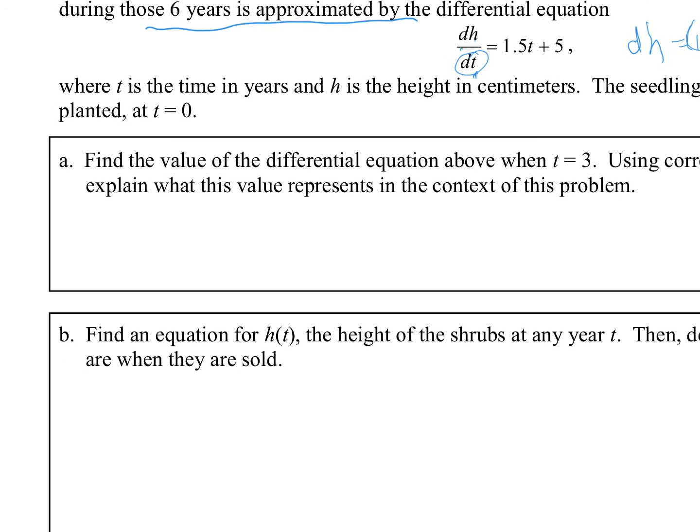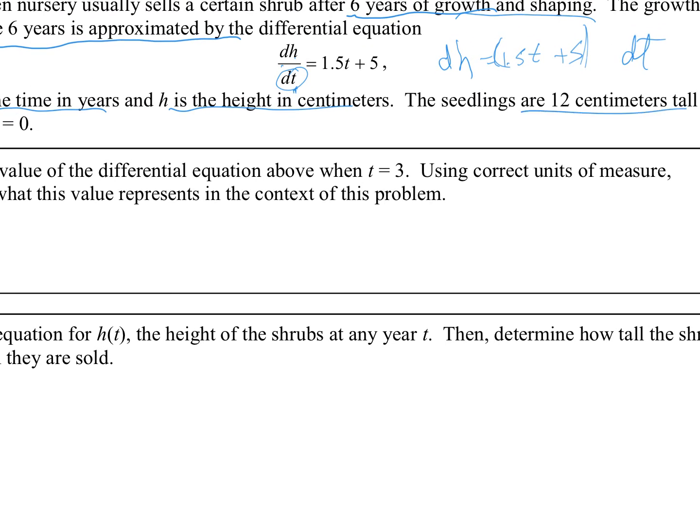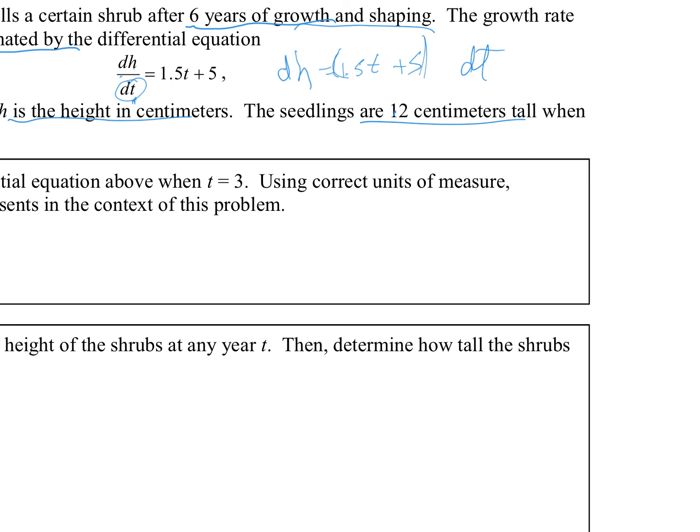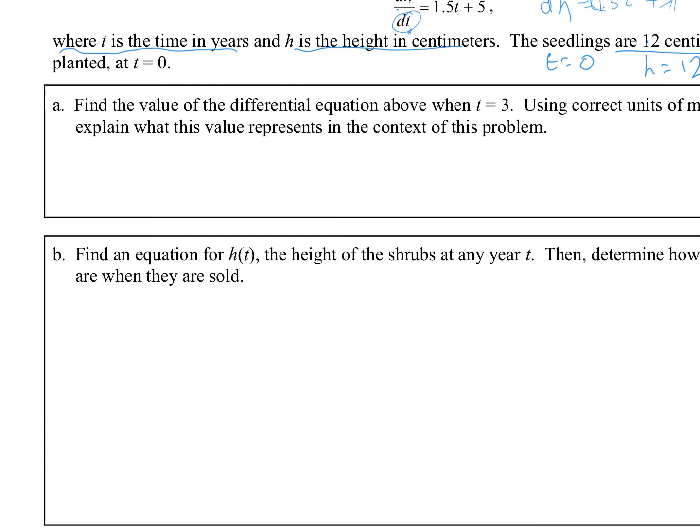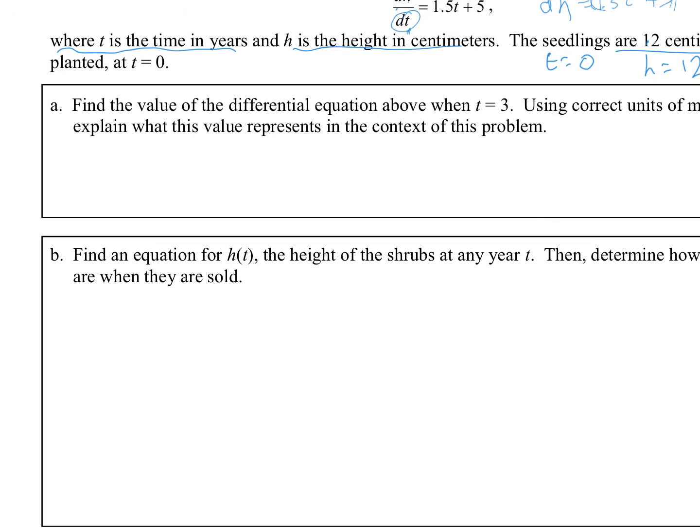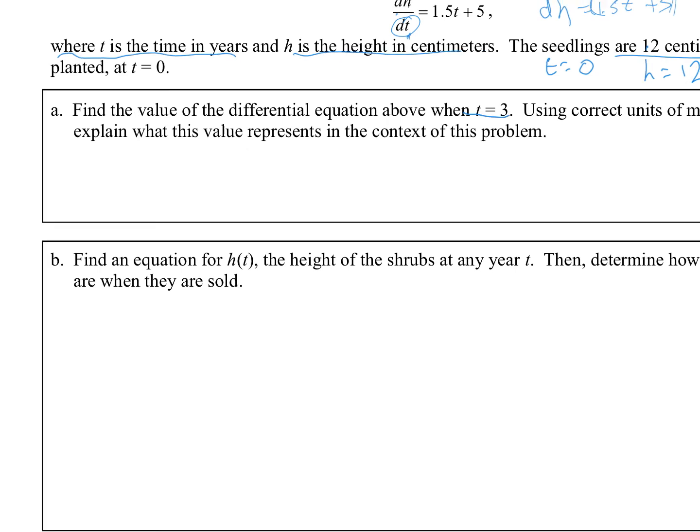Because look what he's saying. Time, t is in years. Height stands for height in centimeters. The seedlings right now are 12 centimeters tall. That means, guys, when t is equal to 0, when I buy my shrubs, the height is 12. I wonder if that stands for an initial condition like we did at the top, where when x was 0, y is equal to 12. I wonder if we could think of it like that. But anyway, find the value of the differential equation above when t is 3.